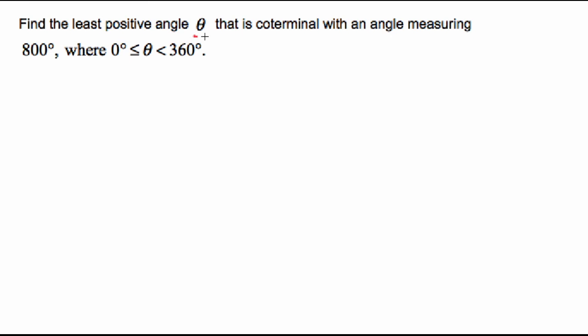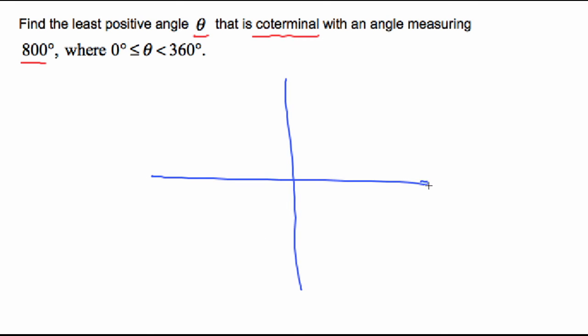Let's find a positive angle theta that is coterminal with an angle measuring 800 degrees, where theta is bound between 0 and 360 degrees, inclusive of 0 degrees. So the first thing I'm going to do is sketch my angle whose measure is 800 degrees. So I'm going to set up my axes, and I'm going to start the rotation along the positive x-axis.